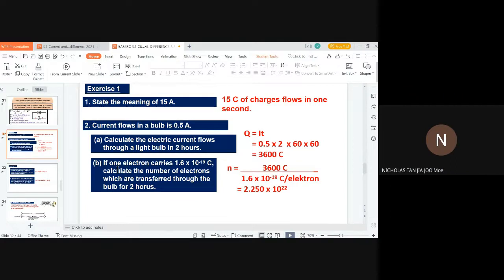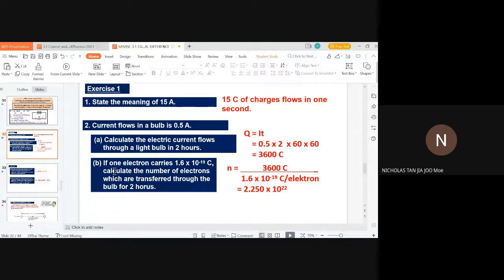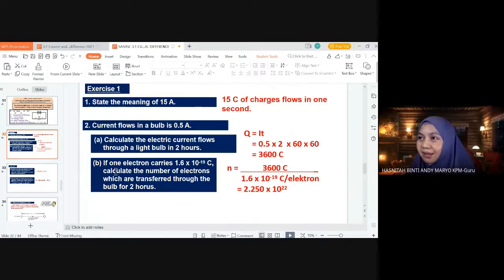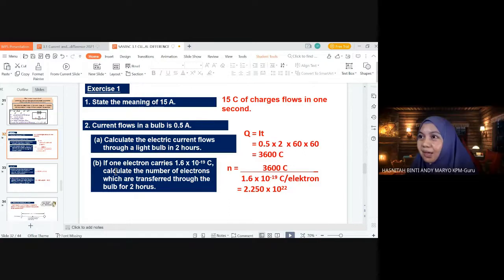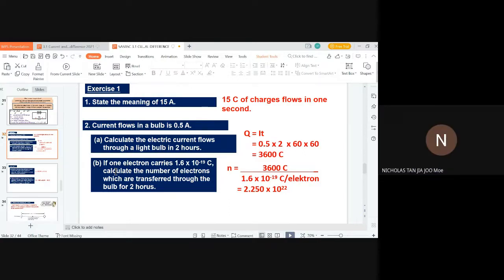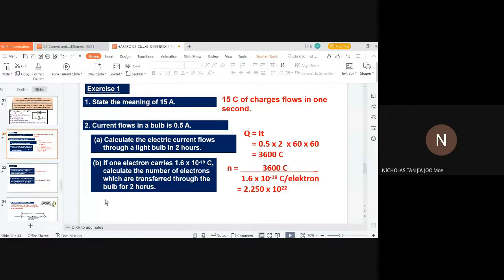In a metal wire. Can you read the question? In a metal wire, the charges are carried by electrons. Each electron carries a charge of 1.6 times 10 power negative 19 coulomb. Calculate how many electrons in 1 coulomb of charge.